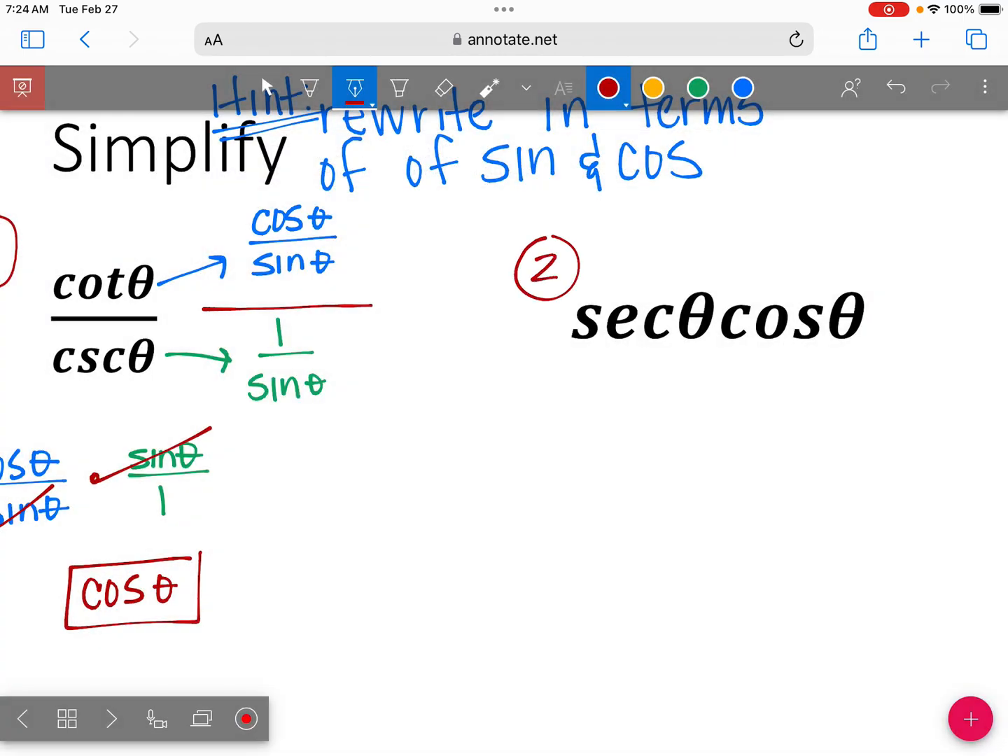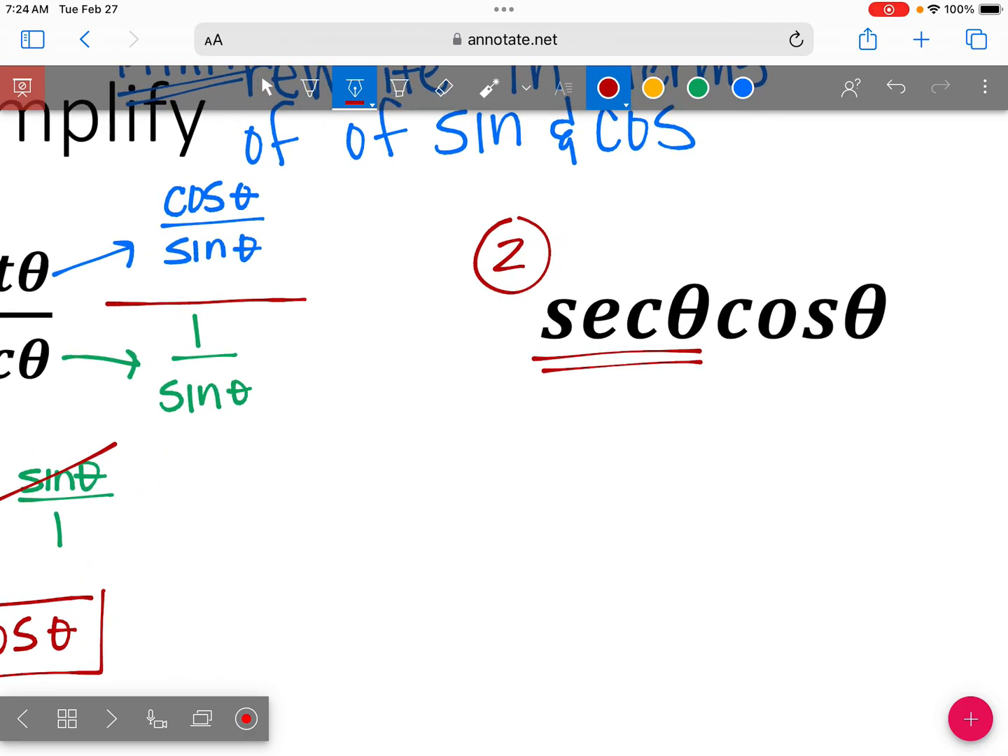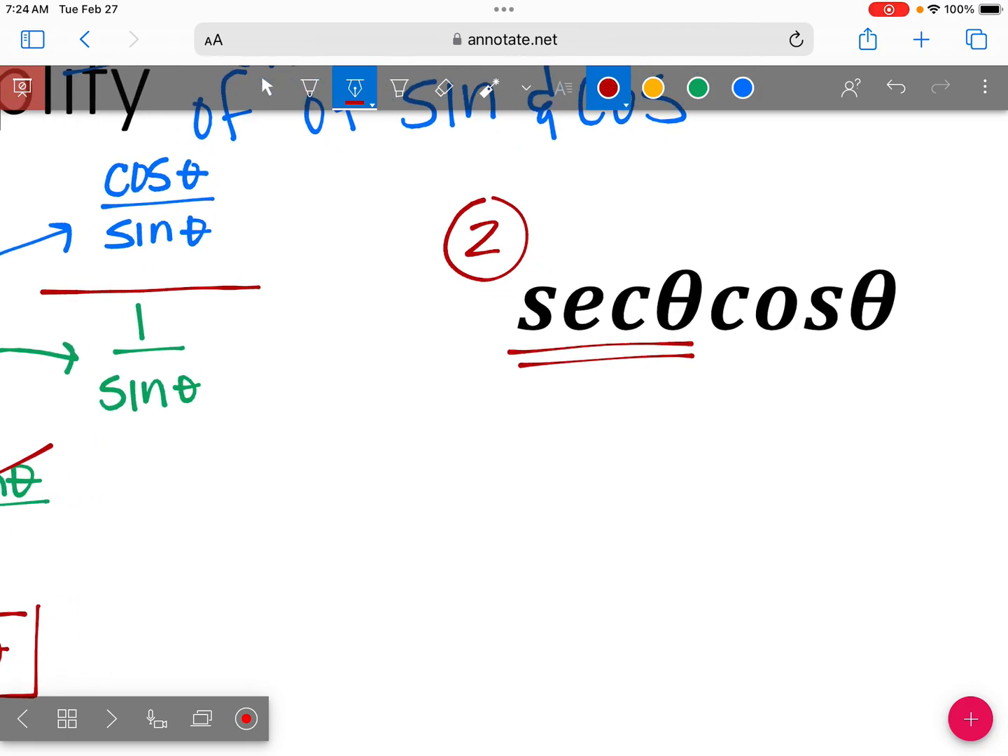This is a pretty easy one. Secant divided by cosine. So we're going to rewrite this one. Multiplication, yes. Did I say division? Yes. I'm just not awake today, y'all. I'm sorry. It's first period. Secant multiplied by cosine. All right, so there's a multiplication symbol here.